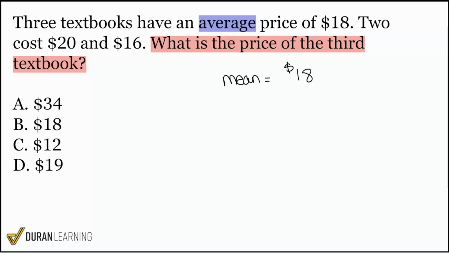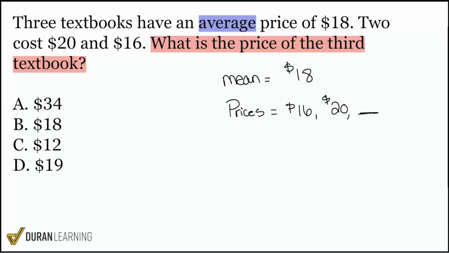Next up, we're told that 2 of these textbooks cost $20 and $16. Okay, let's write that down as well. So we have textbook 1 and textbook 2 are going to be $16, $20, and then we are missing that third textbook.